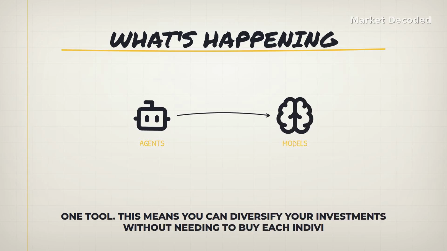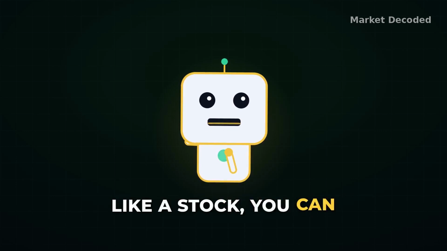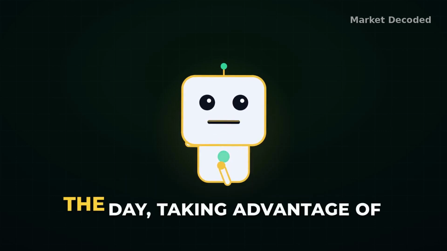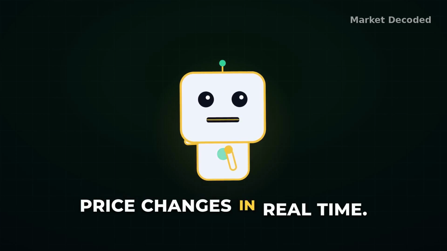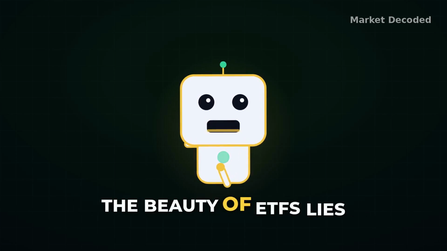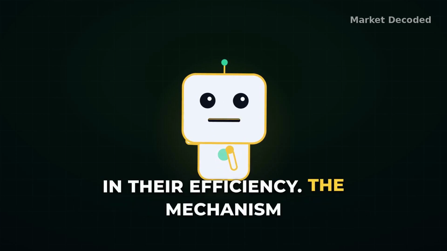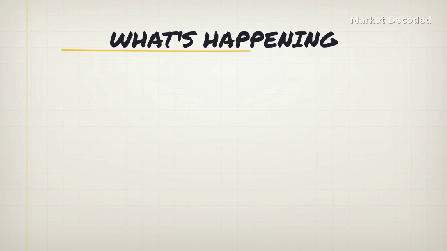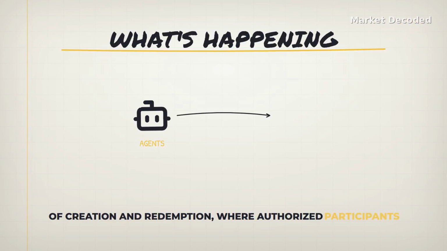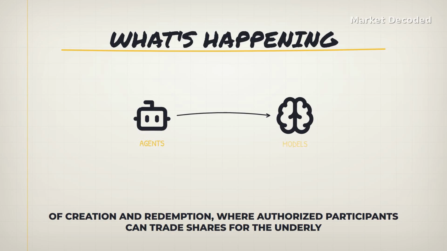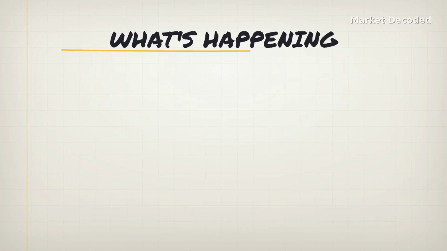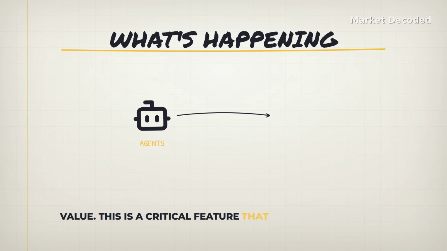And here's the surprising part. Because ETFs are traded on an exchange like a stock, you can buy and sell them throughout the day, taking advantage of price changes in real time. The beauty of ETFs lies in their efficiency. The mechanism of creation and redemption, where authorized participants can trade shares for the underlying assets, helps keep the ETF's market price in line with its net asset value. This is a critical feature that many new investors overlook.